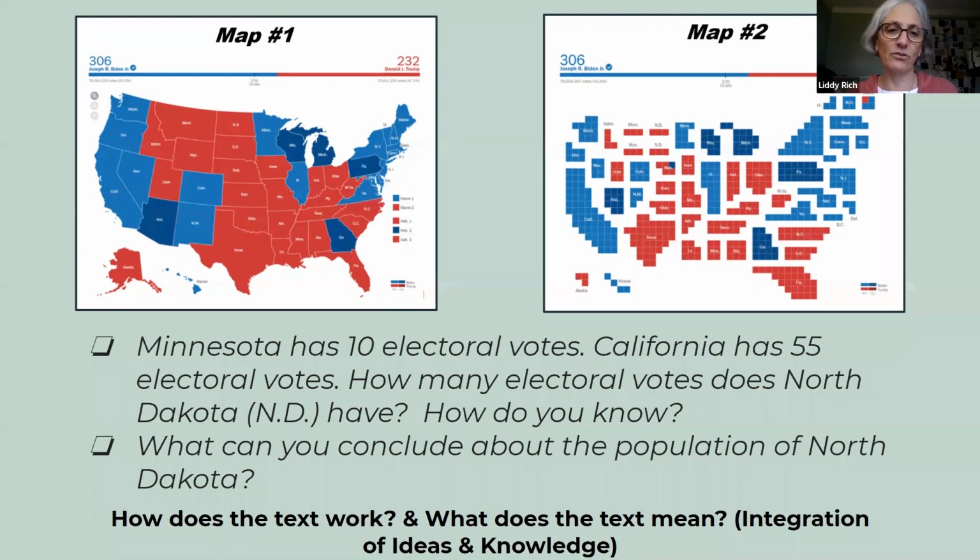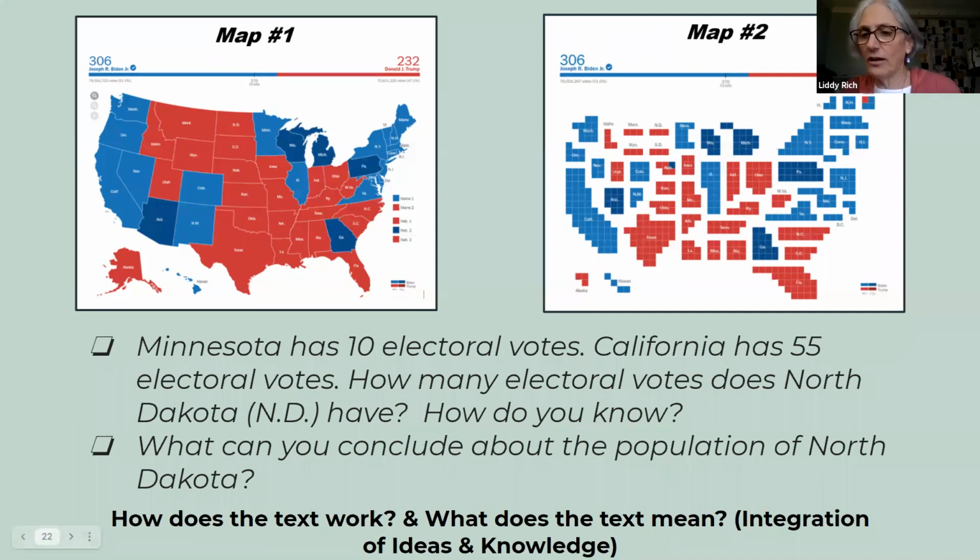When they looked at the question about what you can conclude about the population of North Dakota, they could see that because there are only 3 votes, there were not many people living in this really big area. And that also felt like a huge understanding, because for me, when I look at this map number 1 and see all of this red, it's hard to remember that there are so very few people in all of this land.